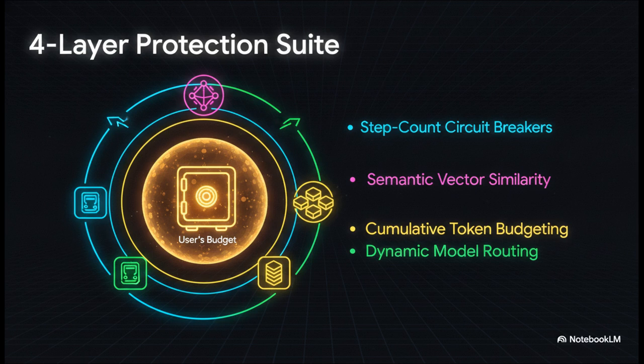You've got step count circuit breakers that instantly halt runaway sessions. Then there's semantic vector similarity, which detects repetitive prompts with over 98% similarity to stop loops dead in their tracks. It also uses cumulative token budgeting to enforce your hard limits and dynamic low-cost model routing to intelligently route requests and save you money. The result? Absolutely ironclad budget protection.